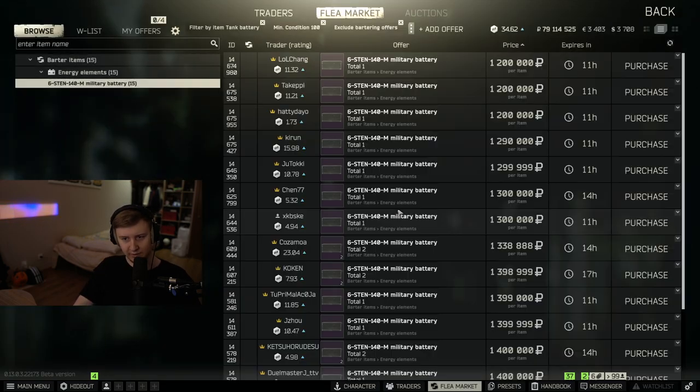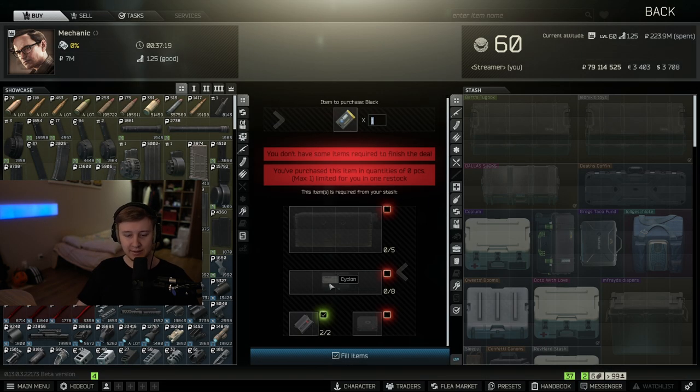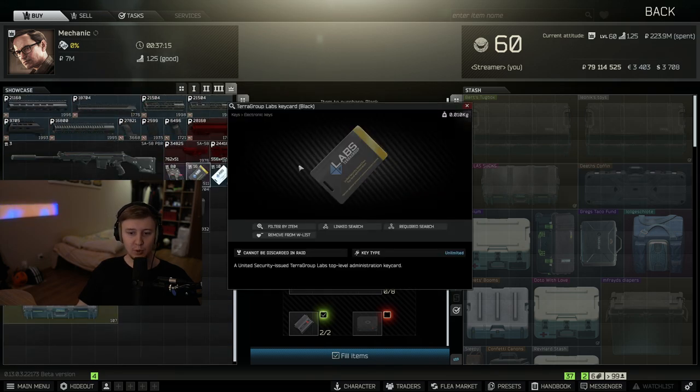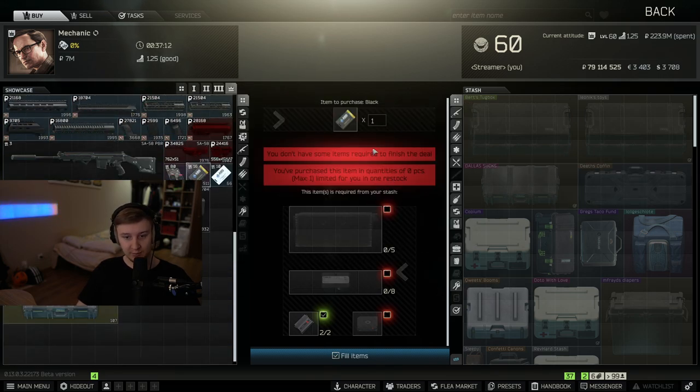For example, Tank Battery right now is 1.2 million per piece because it's very easy to get Black Keycard and you can sell it to a therapist if you want. And people were profiting on that trade by simply getting the keycard and reselling it back to therapists. So Tank Battery prices went up.